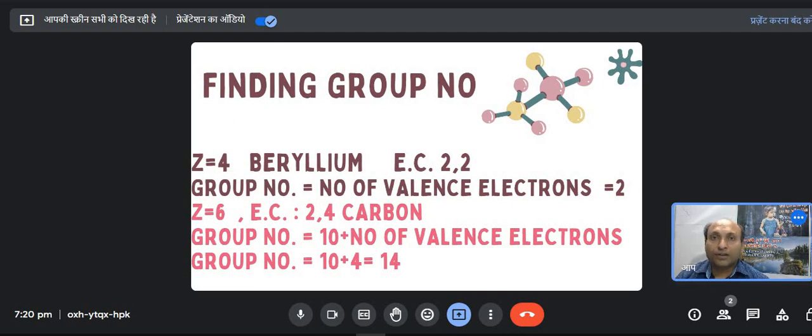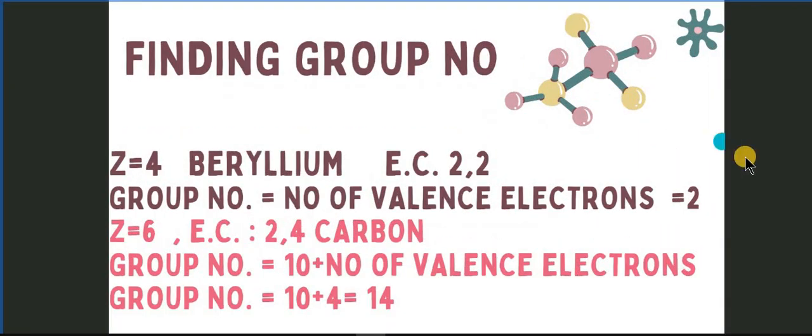Similarly, if you take atomic number 6, that is carbon. Electronic configuration 2, 4. Valence electrons are 4, which is more than 2, so here we have to add 10. 10 plus 4 gives 14. This way we can solve it. If you feel, you can stop and just practice that.